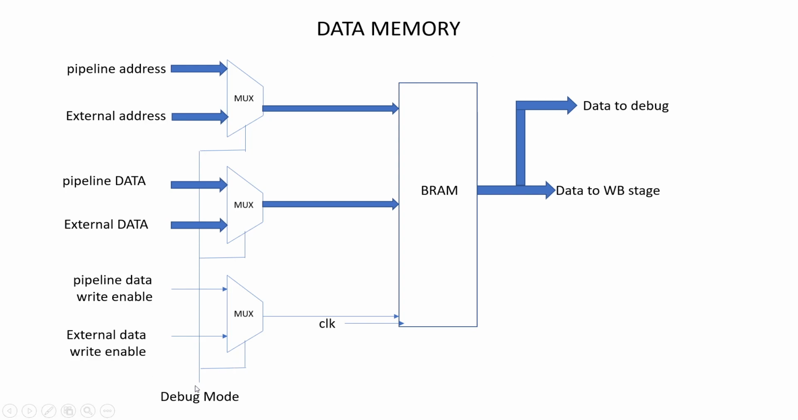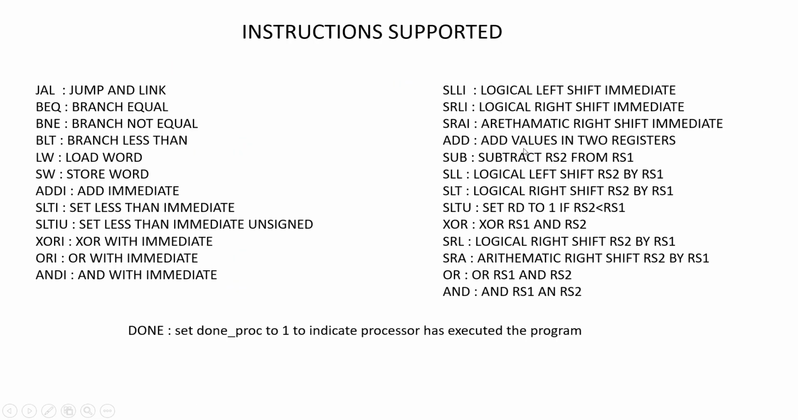Again, a similar logic is applied for data memory as well. Here, when debug mode is on, all the external data is available to be written into the data memory, while when the debug mode is off, the pipeline address and the pipeline data are being used. Here as well, the output that's going into the WB stage is also pulled out, and we can look at the data for debugging purposes.